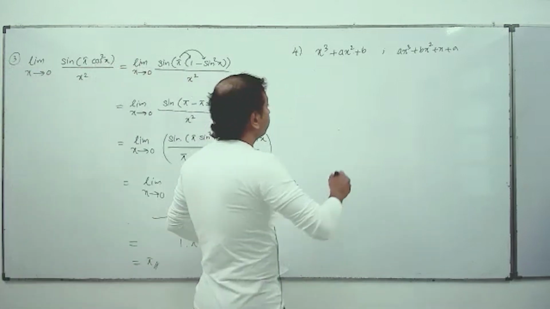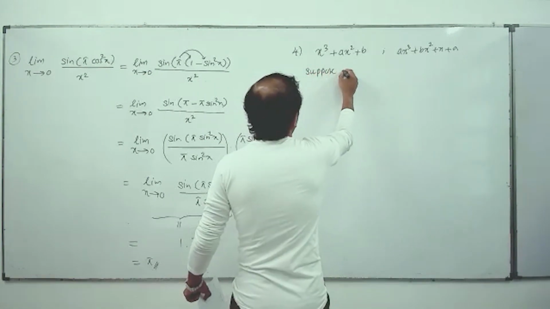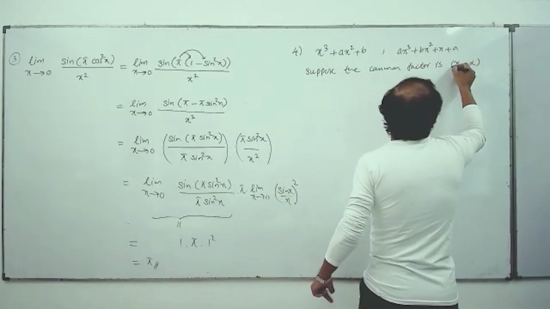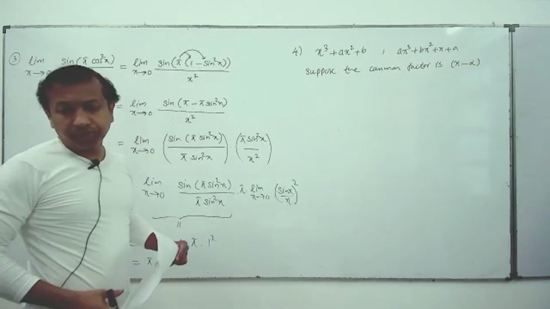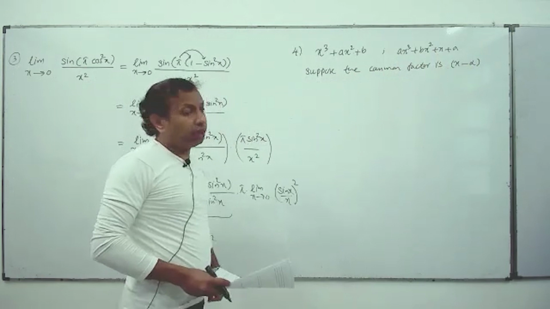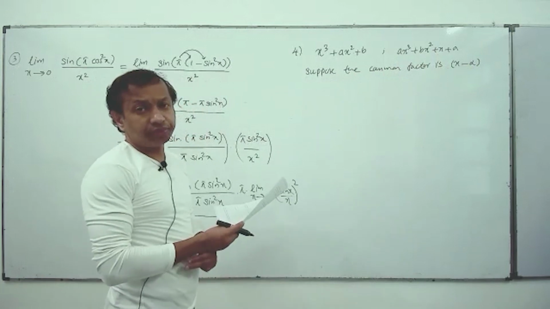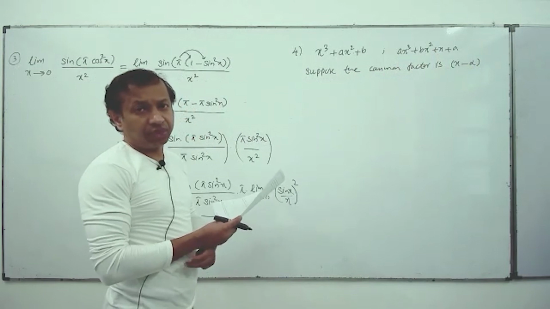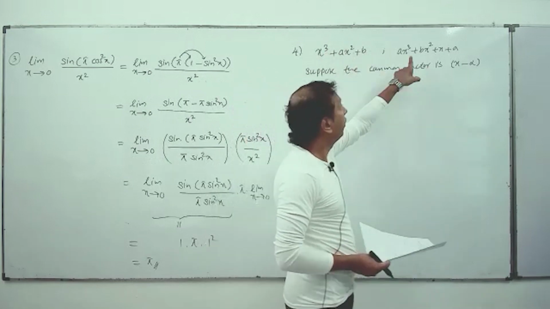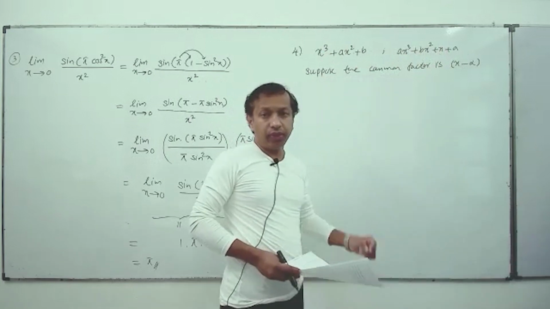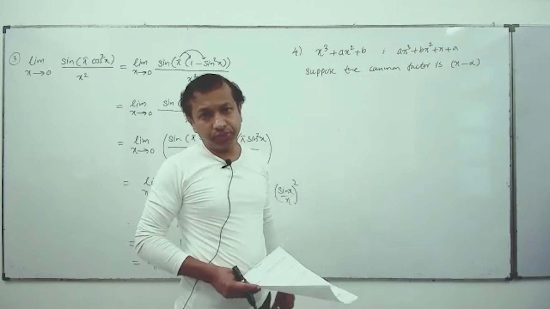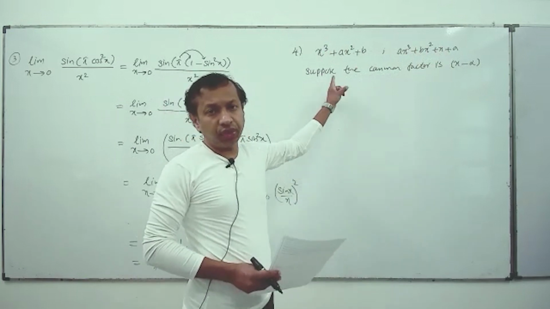Suppose the common factor is x minus alpha. That means x minus alpha is a factor of this, and the same factor is a factor of this. When x minus alpha is a common factor, the root is x equals alpha. That means when you put alpha for x here, this function should be 0, and when you put x equals alpha here, this function should be 0. If alpha is a root, then alpha should satisfy both equations.